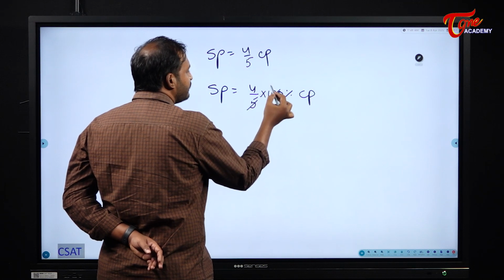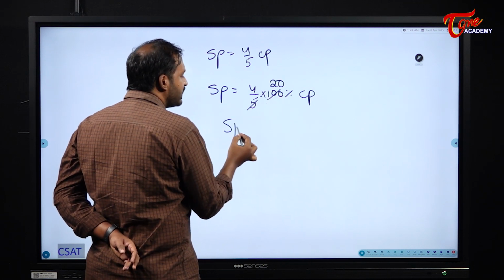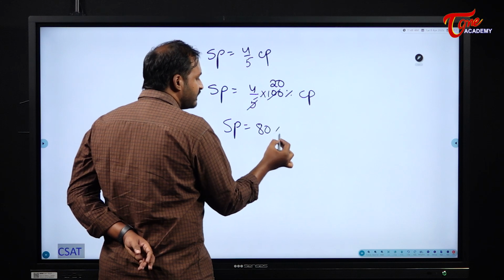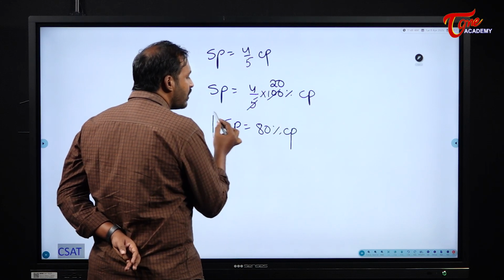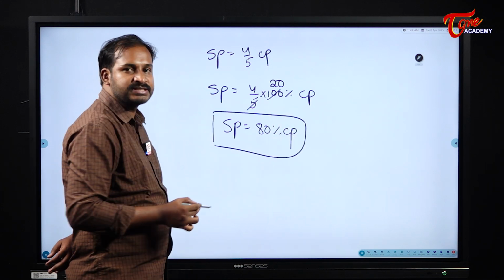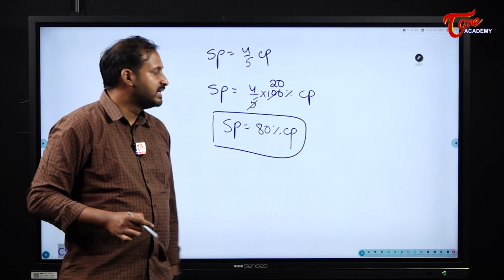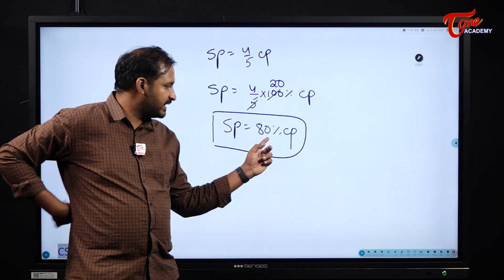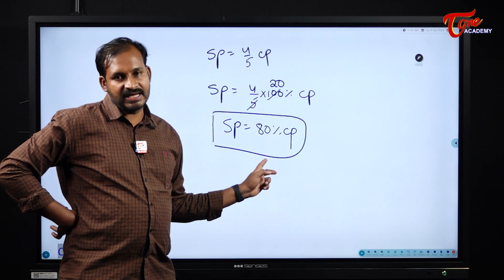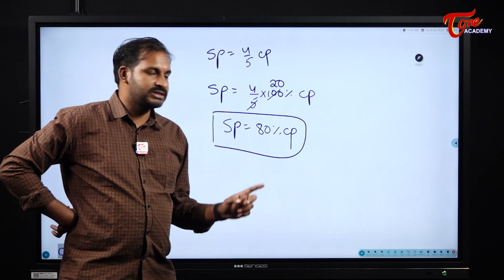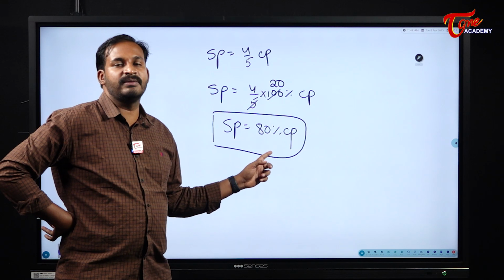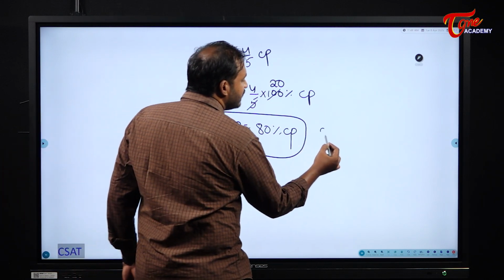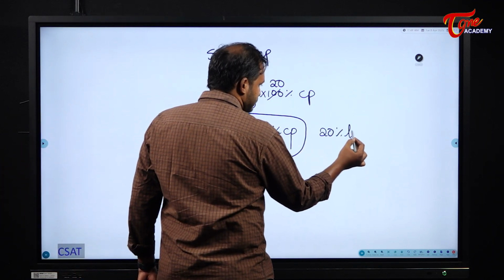Now 5 ones are 5, 5 20s are 100. So the SP value will become 80% of CP. Now tell me whether it is profit or loss. If it is profit, what percentage, or if it is loss, what percentage? First check whether it is greater than 100 or less than 100. Less than 100. Less than 100 means loss. Less than 100 by what? 20%. So I can say that it is a 20% loss.